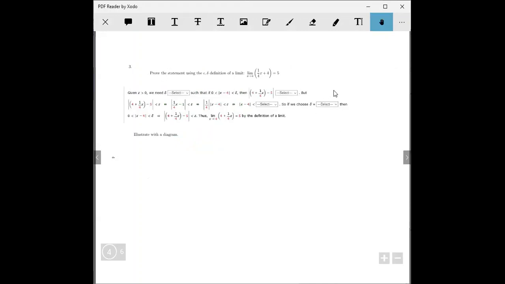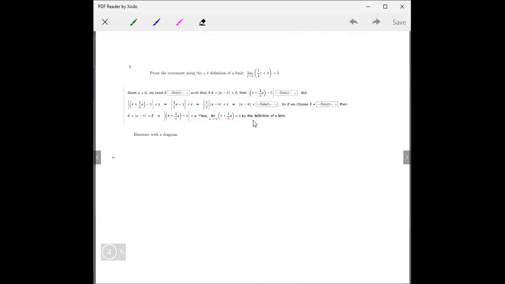Okay, let's go to number 3. Here we're looking at the limit as x approaches 4 of 1/2 x plus 4. When calculating limits, that's a pretty straightforward thing. You just plug a 4 in right here, and you get 4 over 4, which is 1, plus 4, and that's 5, right? But that's not the proof.